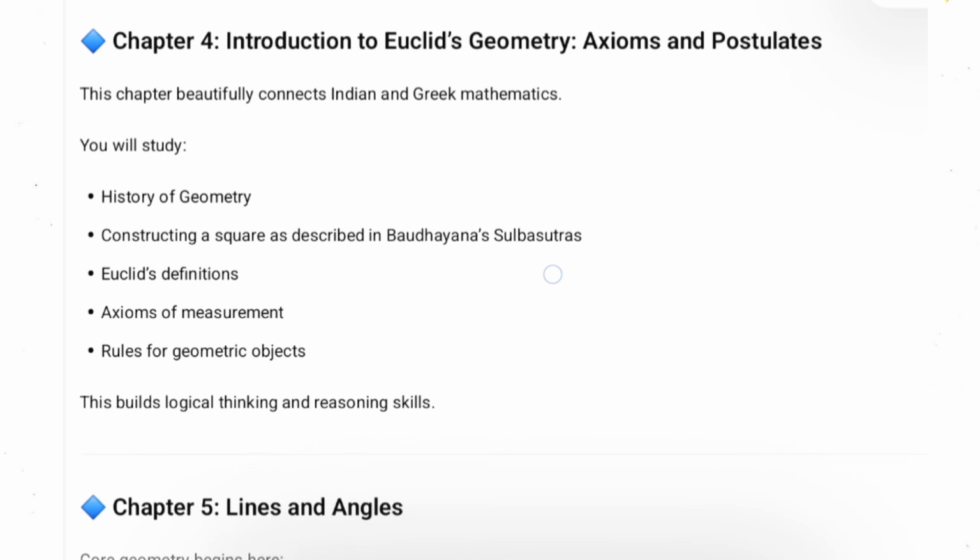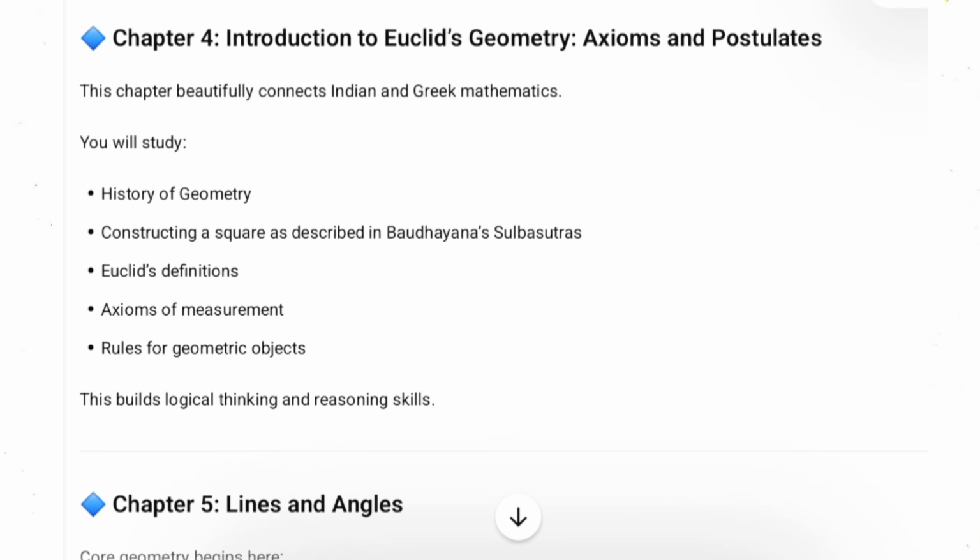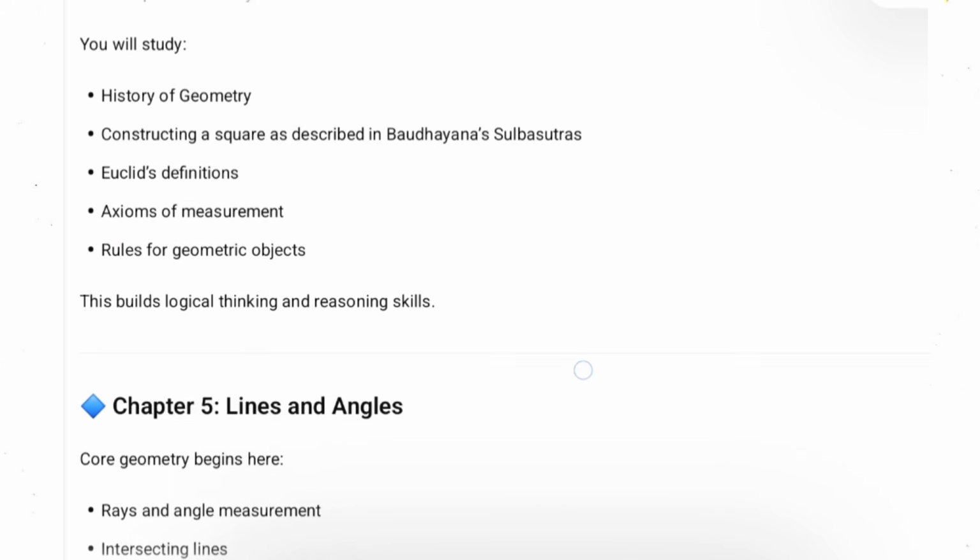Now chapter number 4 is introduction to Euclid geometry, axioms and postulates. Here they are going to study the history of geometry, constructing a square as described by Baudhayana Shulbasutra, Euclid's definitions, axioms of measurement, rules of geometric objects. This builds logical thinking and reasoning skills.